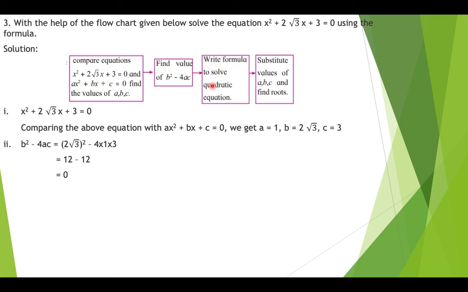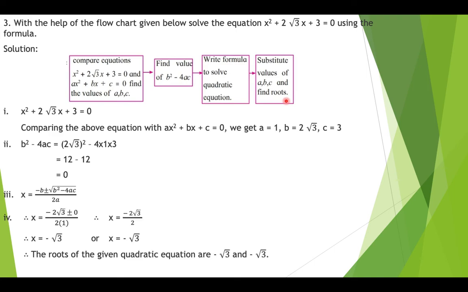Write the formula to solve the quadratic equation. So now the formula for solving the quadratic equation is x is equal to minus b plus or minus root of b square minus 4ac upon 2a. So now substitute the values of a, b, c and find the roots. So x is equal to minus 2 root 3 plus or minus 0 upon 2 into 1. Therefore, since it is 0, x is minus 2 root 3 upon 2. Therefore we are going to get 2 and 2 gets cancelled. We get x is equal to minus root 3. Therefore the roots of the given quadratic equation are minus root 3 and minus root 3.